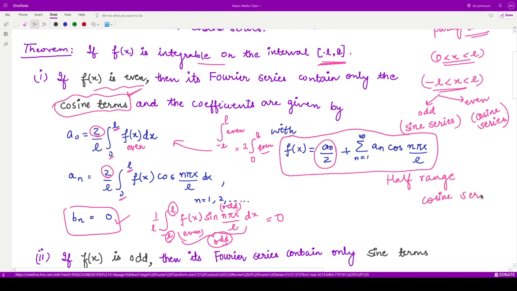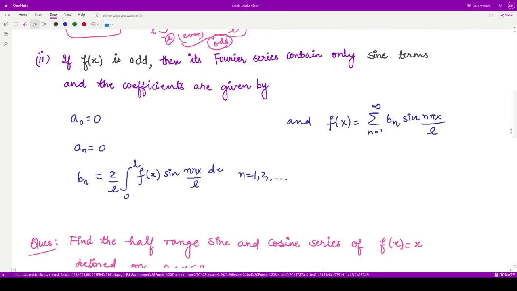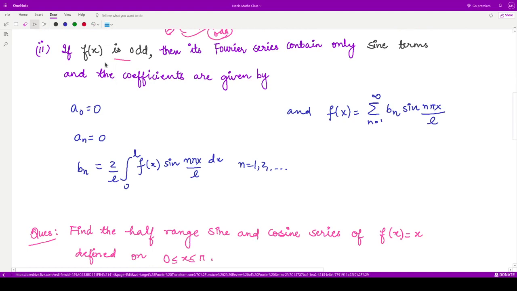Next, let us discuss the case of the half range sine series. In this case, your function should be an odd function. If your function is odd, then the Fourier series will only contain sine terms. This we already know, and in that case a0 becomes 0 and a_n becomes 0. The formula for a0 was 1 by L integration minus L to L f(x) dx. Because f(x) is an odd function, this integration is clearly 0 using the same argument.